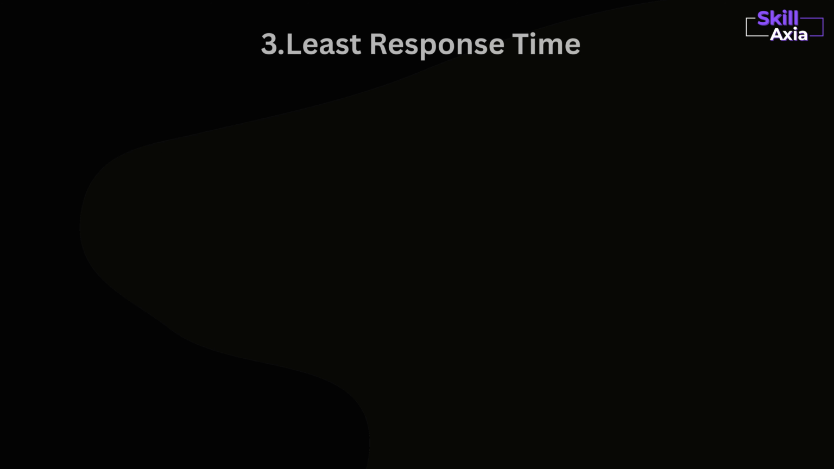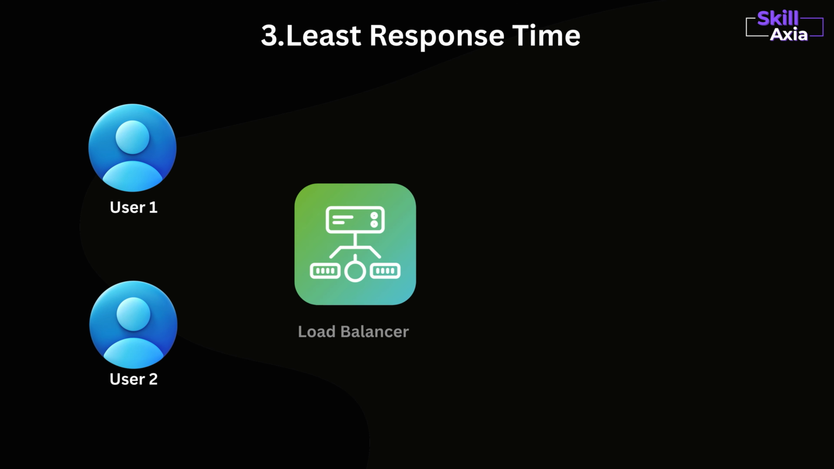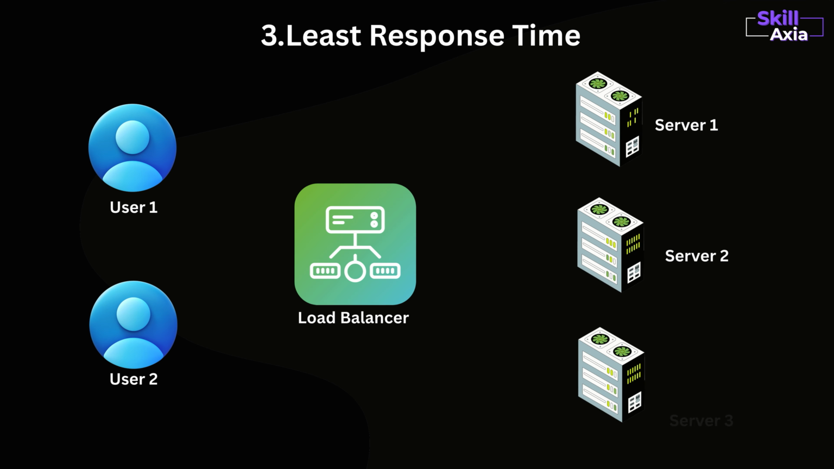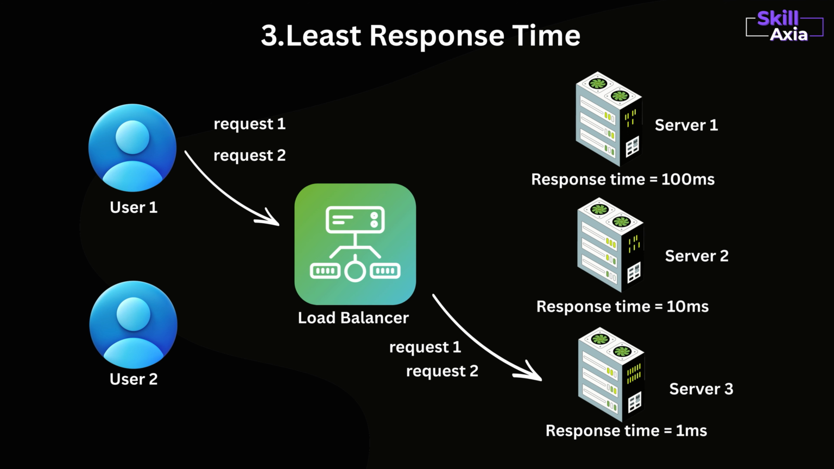usage. Least response time algorithm prioritizes servers with the fastest response time while also considering their current connection count. A highly responsive server receives more requests until it reaches capacity. Once overloaded, the request is redirected to the next fastest server. Least response time algorithm is effective when fast user responses are critical.